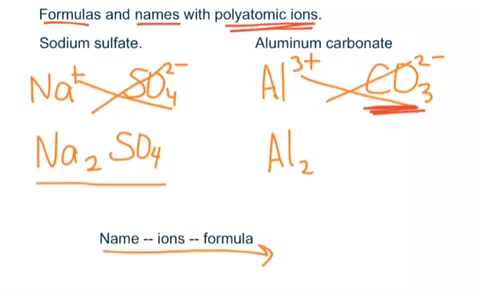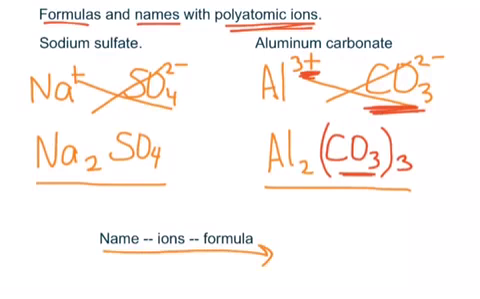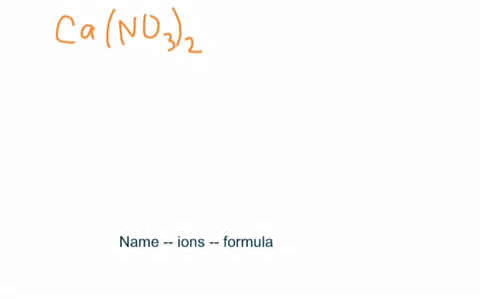CO3 comes in packages of CO3. So I need to keep carbonate as a package deal, and then put it in parentheses. And the 3 that got crossed over here from aluminum goes outside here. So I'm saying that I have 3 carbonates and then 2 aluminums, and that is your answer there for aluminum carbonate.